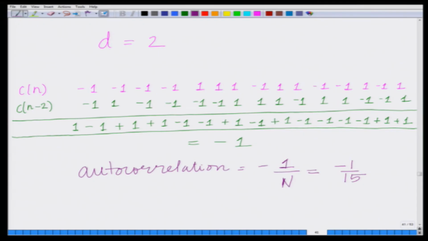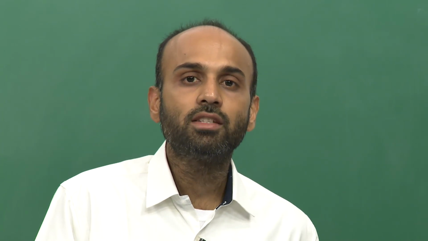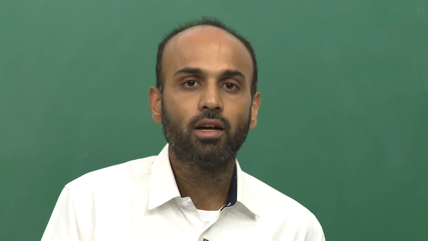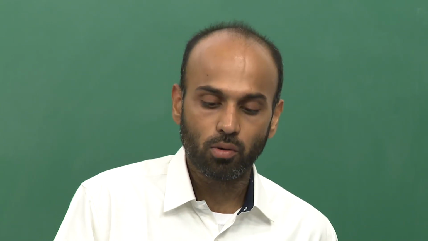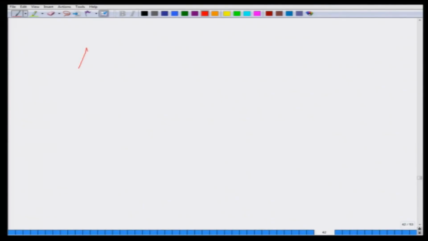We are observing that if the shift D is equal to 0, then the autocorrelation is equal to 1. For any shift other than 0, the autocorrelation decreases drastically. It is minus 1 divided by n. So, the autocorrelation property can be summarized as follows. The autocorrelation property of the PN sequence.